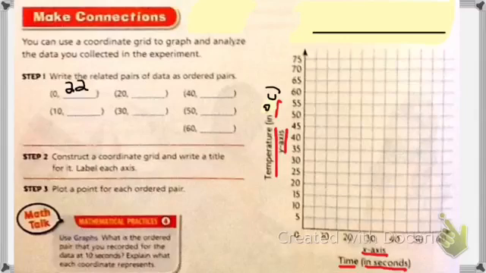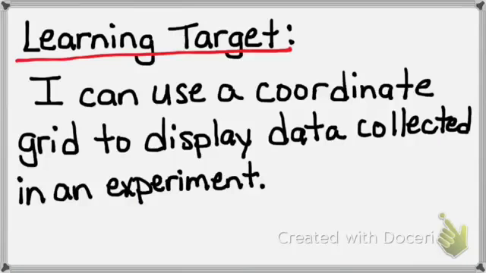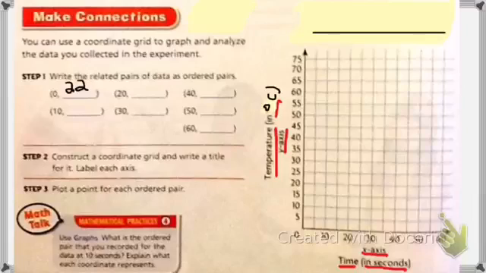Again, all of the information in this basically comes from the video, and that's what you'll be completing on your worksheet. By the time we have finished practicing this lesson, you should confidently be able to say, I can use a coordinate grid to display data collected in an experiment. Good luck with this lesson.